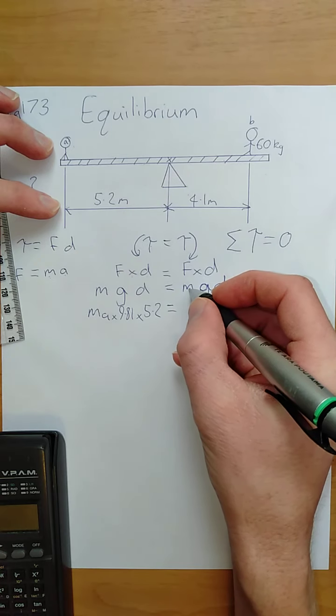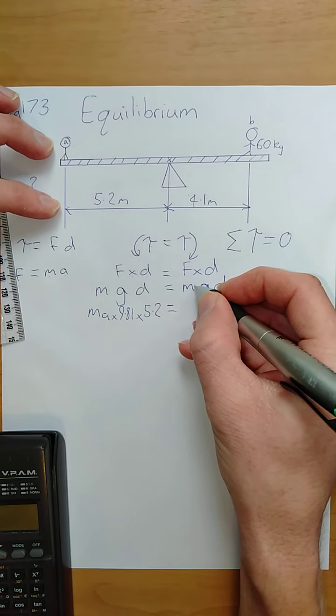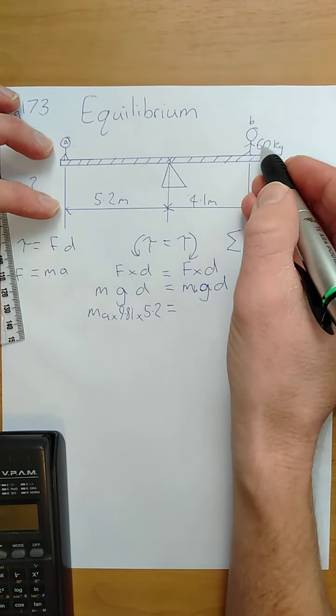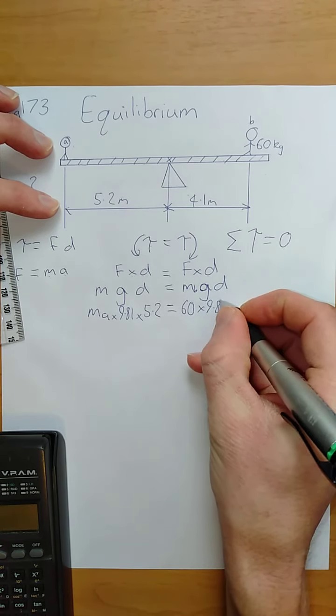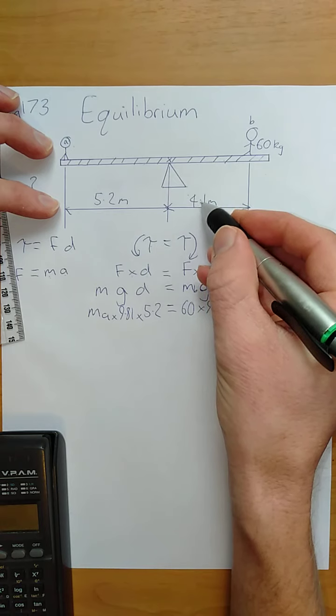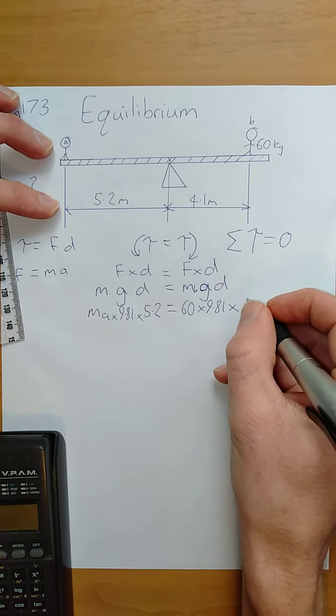And on this side we've got mass. This is mass of person B. And we put in their value of 60 times 9.81 times the distance for that person, which is 4.1.